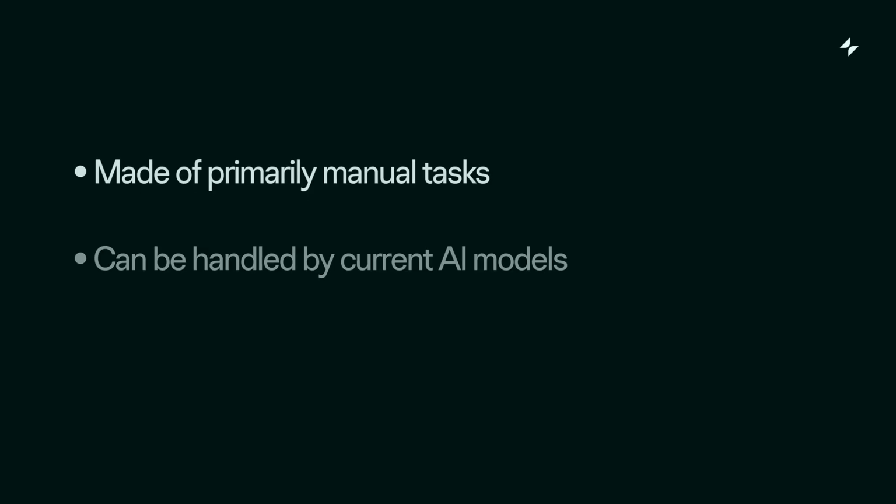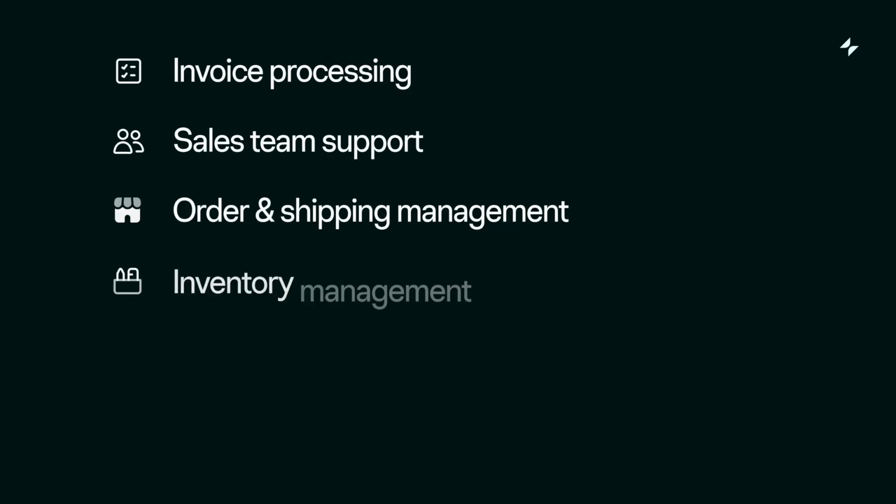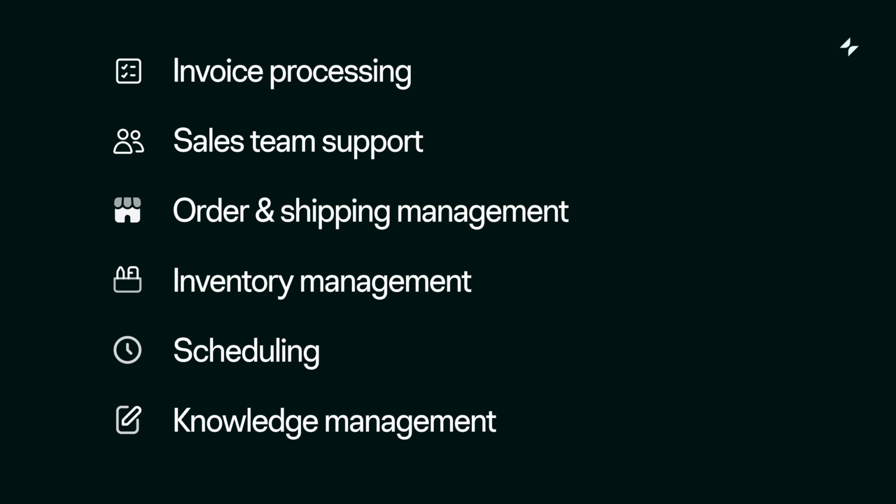You can always build in human checks to the process later, but when you're looking for something to automate with an agent, look for processes that are made primarily of manual tasks like data entry or interpretation, can be handled by the current capabilities of AI models, and provide a high level of value to the business by speeding up a task or reducing manual labor. Some examples of processes that kind of fit these parameters would be invoice processing, sales team support, order and shipping management, inventory management, scheduling, knowledge management, that sort of thing.